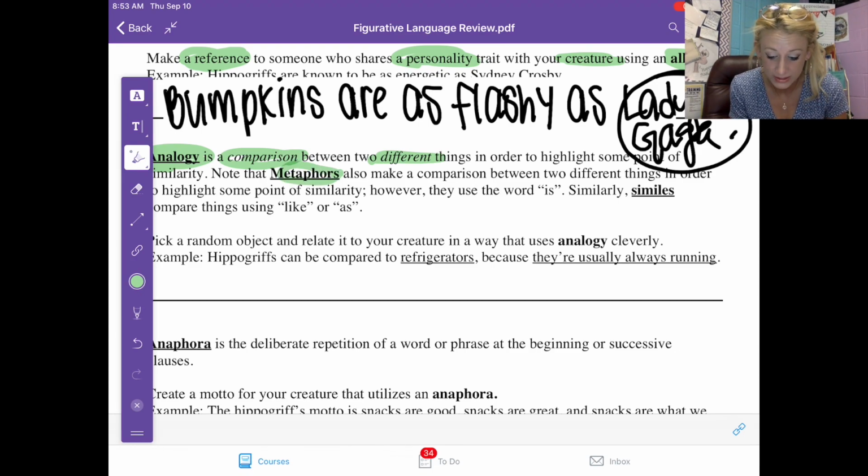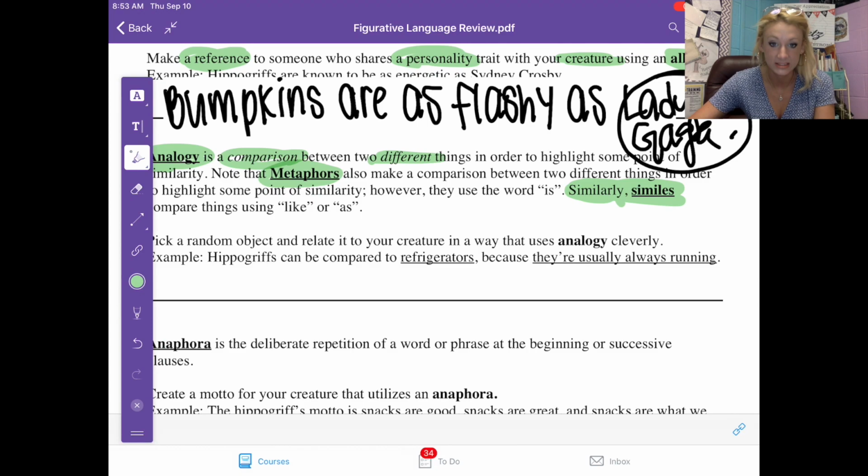We have metaphors, and metaphors compare two different things without the words like or as. I could say, you are a lion today, if you're being very ferocious on the soccer field. If I say you are something, that's a metaphor. We also have similes, and similes compare things using like or as. I could say, you're as ferocious as a lion on the soccer field today. Both metaphors and similes compare things, so they are both analogies.